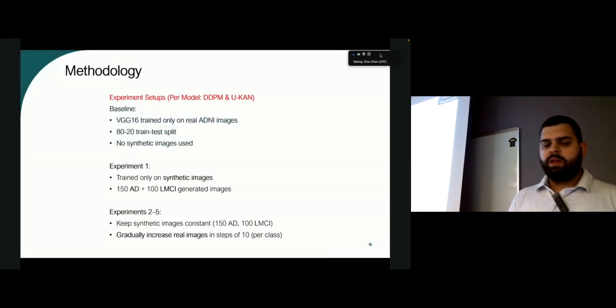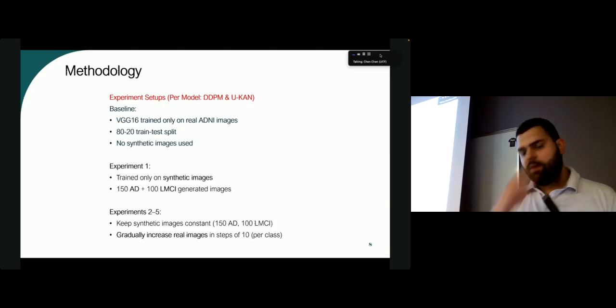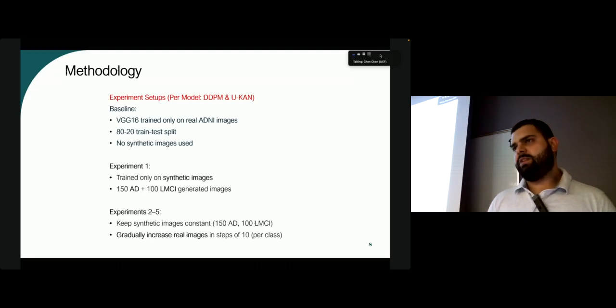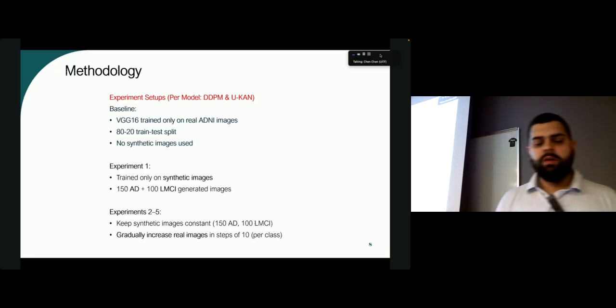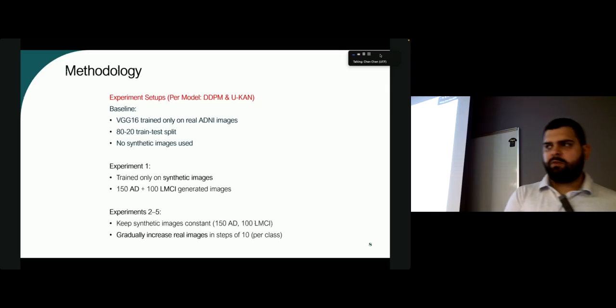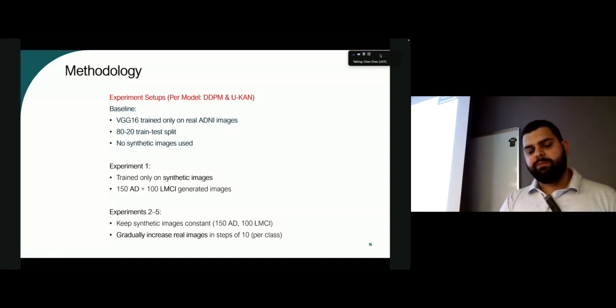So for the methodology, after I trained the diffusion models, what I did was create a VGG16 model to identify whether an image has Alzheimer's disease or not. And the first experiment was basically to train this model with real images, just real images at the beginning, with a split of 80% for training and 20% for testing. After that, the next experiment consisted of training this model with just the synthetic images generated by the DDPM model and the UCAN model.